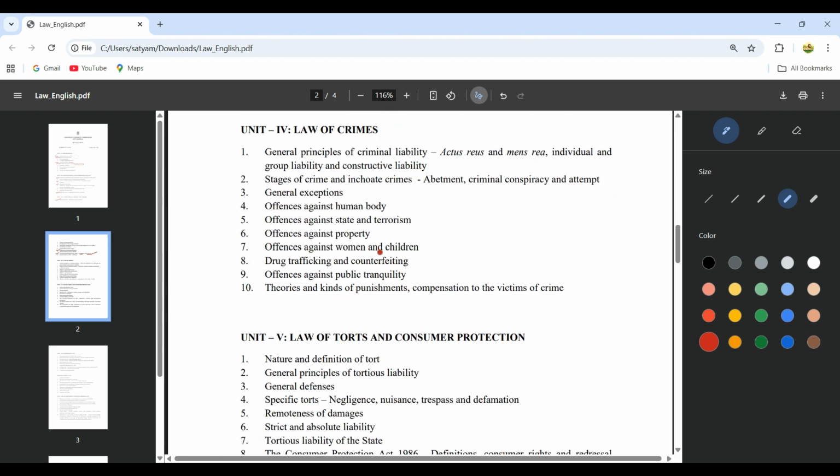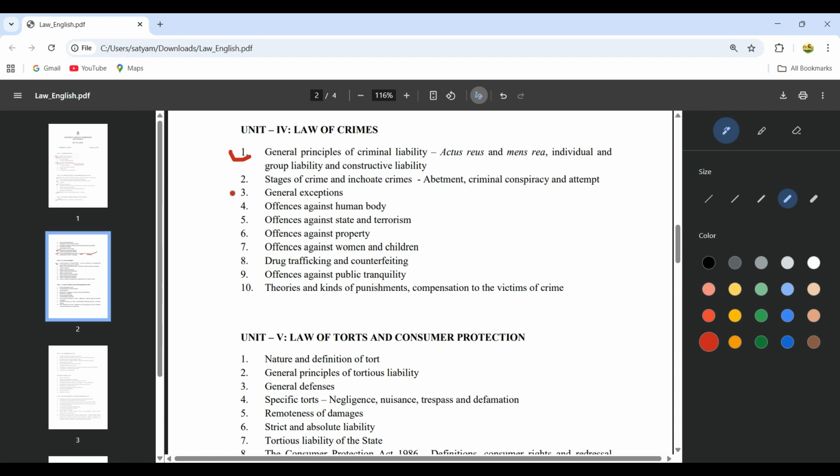Unit 4, Law of Crimes. In Unit 4, the most important topics are the first one, general principles of criminal liability, actus reus and mens rea, individual and group liability, and constructive liability. Maximum questions are asked from this topic.